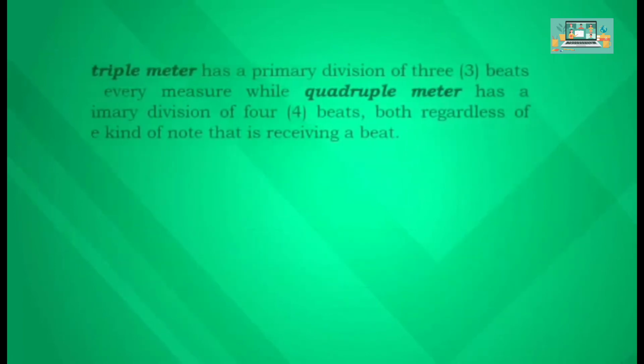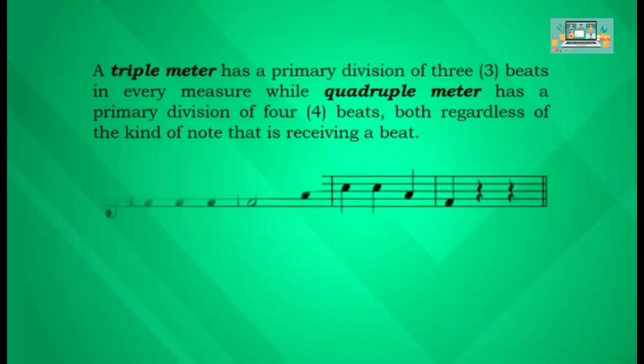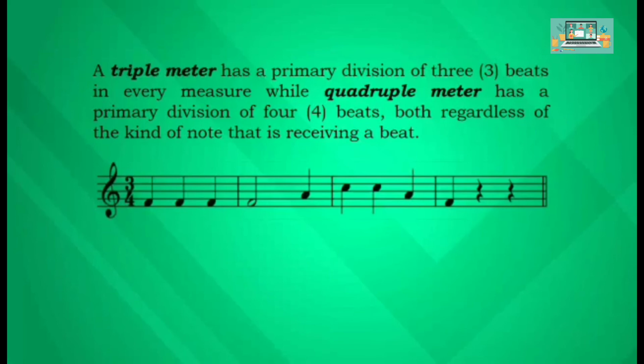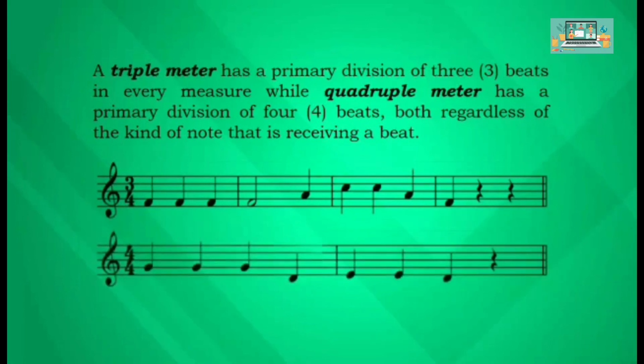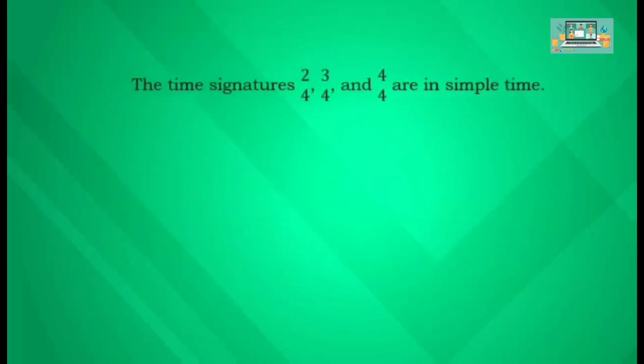A triple meter has a primary division of 3 beats in every measure, while quadruple meter has primary division of 4 beats, both regardless of the kind of note that is receiving a beat. The time signature 3/4 is a triple meter, while the time signature 4/4 is a quadruple meter. Remember, the time signatures 2/4, 3/4, and 4/4 are in simple time.